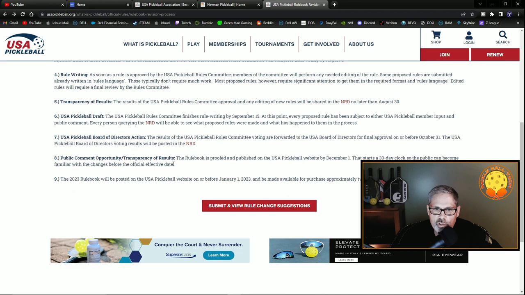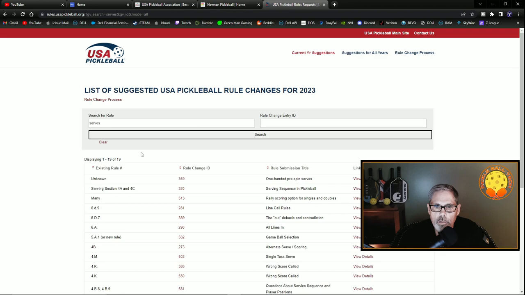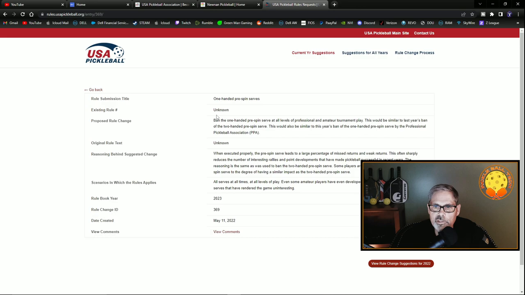So let's look at some proposed rule changes for 2023. This is the existing rule number. You can also search a rule. Let's say we want to look at whether there are going to be any changes to serve. All right, serving. Look at all the rules. One-handed pre-spin serves. Let's look at that one. Got it! Here's the existing rule number. They didn't know the rule number, so they didn't put it in.